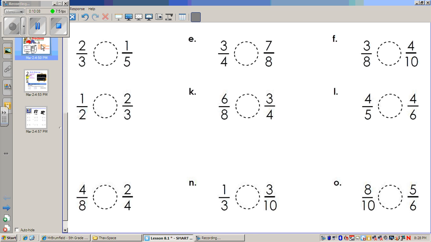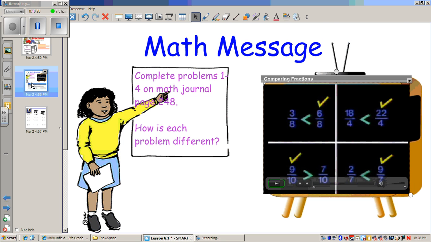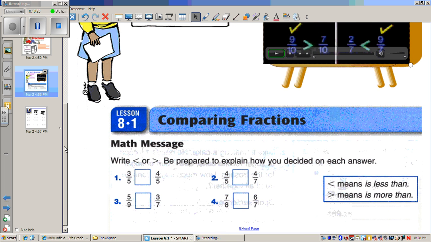Let's go back and review our objective. Our objective is how do we compare numbers written in different forms? And how do we basically compare fractions? It was a good review for us. So please take your time. Remember, you have 4 problems to do on this page. Your 4 were just the top 4: 1, 2, 3, and 4.